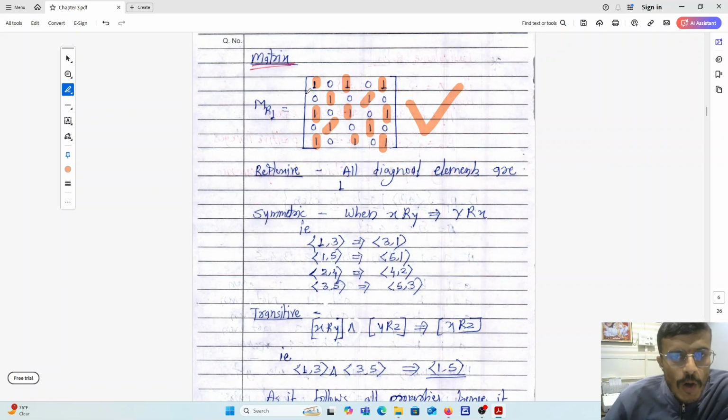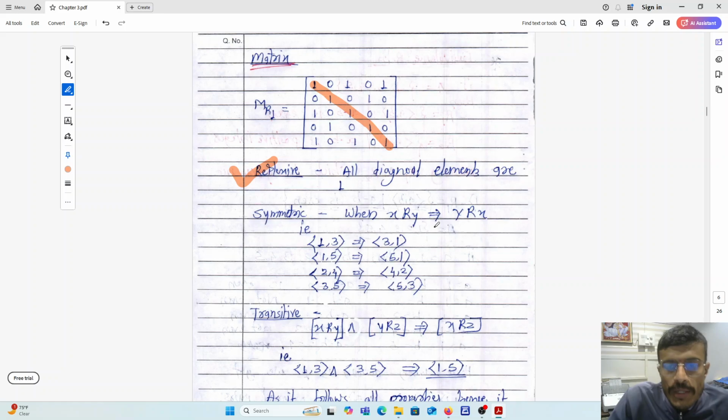Now if you observe, all the diagonal elements are 1, hence it is reflexive. Yes, all the diagonal elements are 1, hence it is a reflexive property. Symmetric property: when X relation Y is there, there should be the relation Y relation X. That is 1 3 is mapped by 3 1, 1 5 by 5 1, 2 4 by 4 2, and 3 5 by 5 3. Hence it follows the symmetric property.